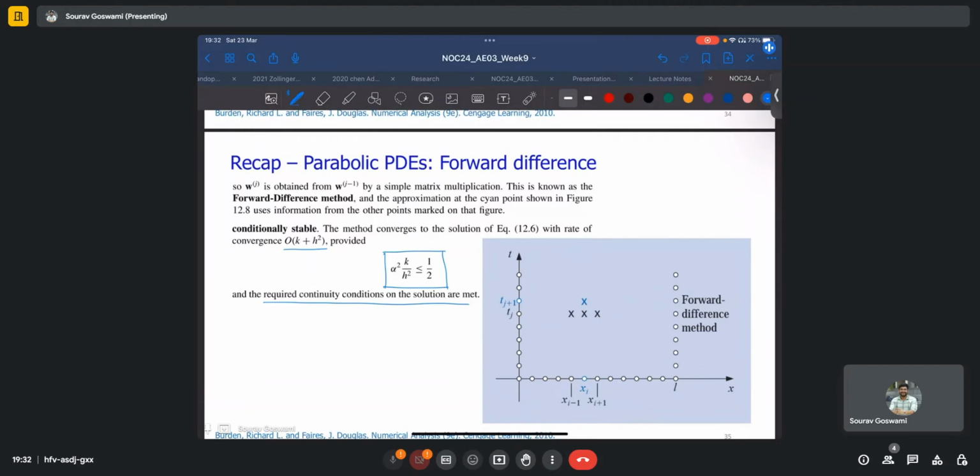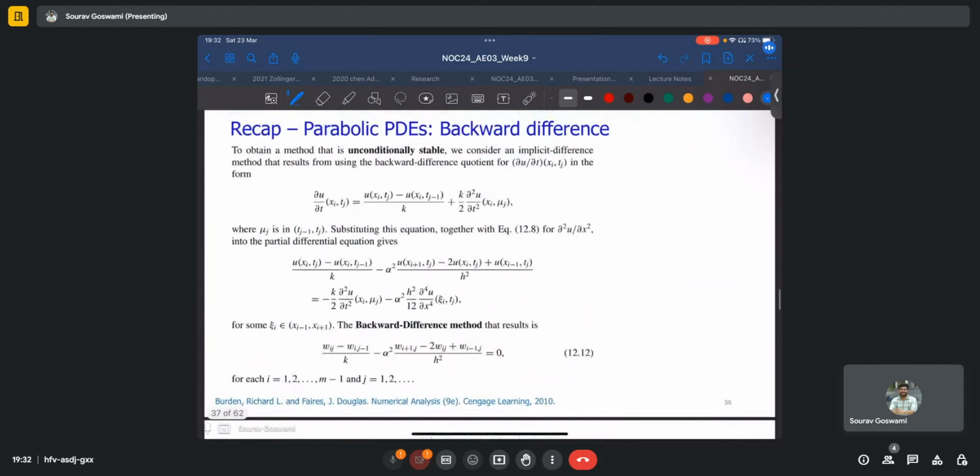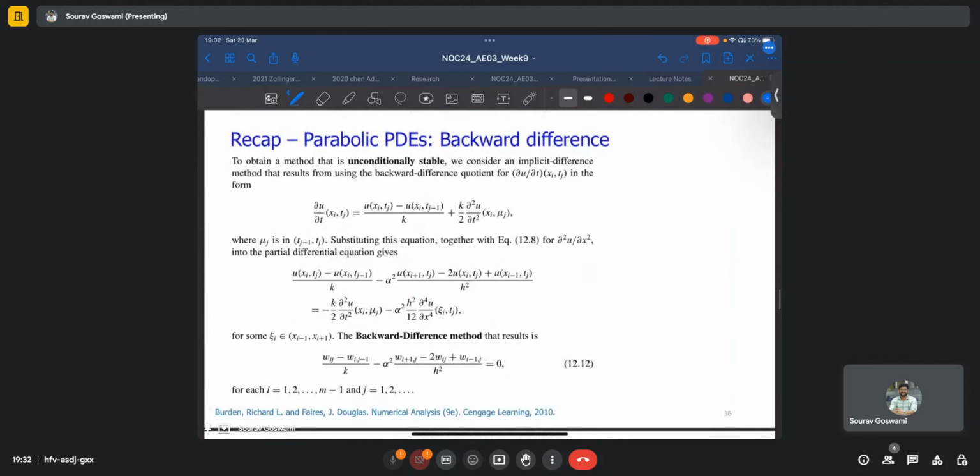However, because of their implicit nature, the backward difference schemes are unconditionally stable, as we already saw. And to derive this method, we consider an implicit difference method that results from using the backward difference coefficients.